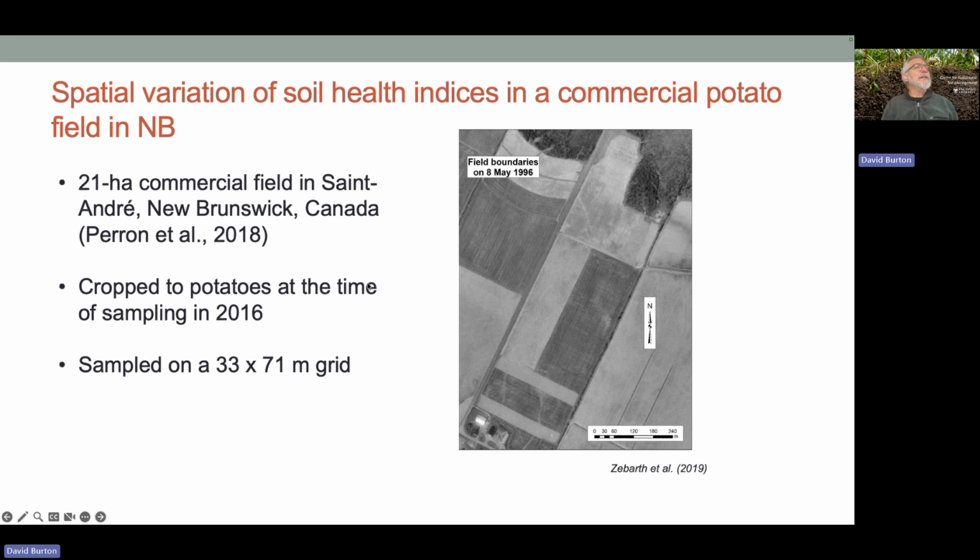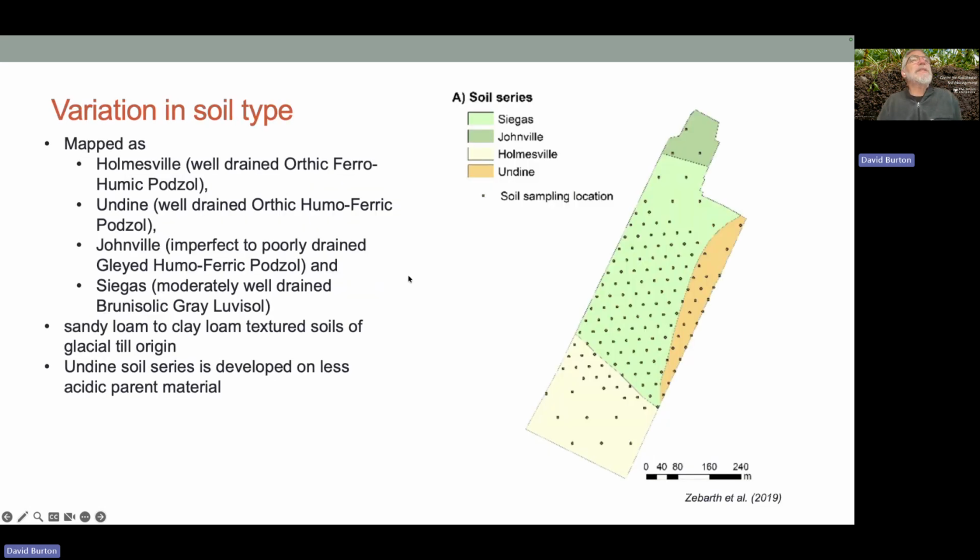This is a study that Bernie Zebarth and colleagues did in New Brunswick. It's a commercial field near St. Andre, New Brunswick. It was cropped to potatoes at the time of sampling, and they sampled it on a regular grid of 33 by 71 meters. And what did they see? Well, first of all, they're soil scientists, so they mapped out the soil types. There were multiple soil types within this field, somewhat related to landscape, because topography is an important factor that influences soil formation. So we had basically 4 different soil series within that.